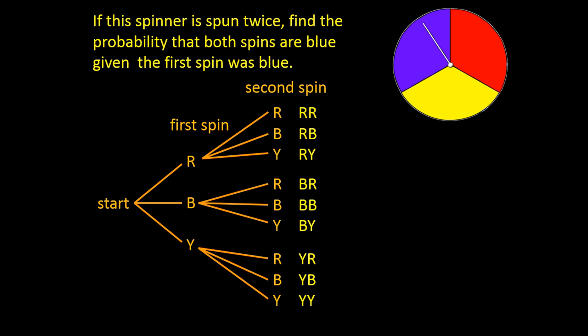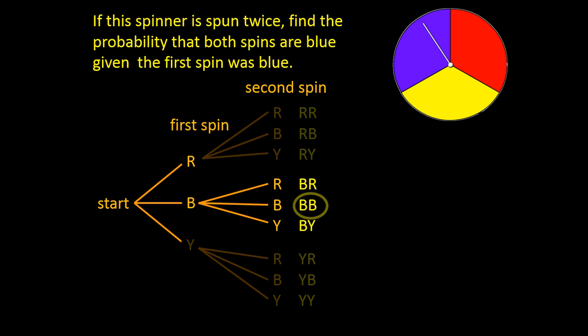So, we want to know the probability that both spins are blue given that the first spin is a blue. If the first spin was a blue, that means there's two parts of this tree that could not have happened. We could not have gotten a red the first time. We could not have gotten a yellow the first time, which means we really only have three possible outcomes. And of those three possible outcomes, only one has two blues. So the conditional probability that both spins are blue, given the first spin is blue, is 1/3.